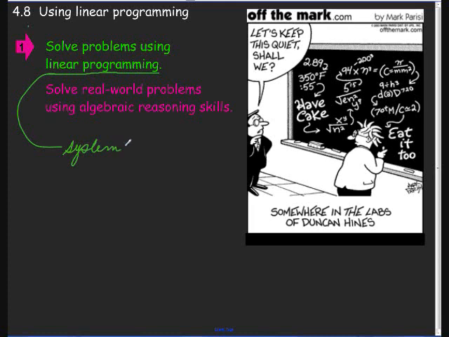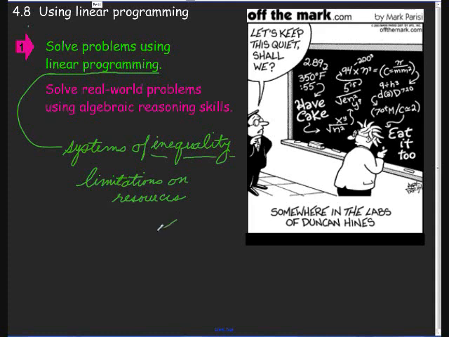using systems of inequality. Now, why are those so useful to us? Because almost every problem we want to solve involves a limitation or limitations on resources. I mean, one of the ones we are all very aware of is money. So it may be money, it may be space, it may be time. We all know that inequalities are often coming into play here.